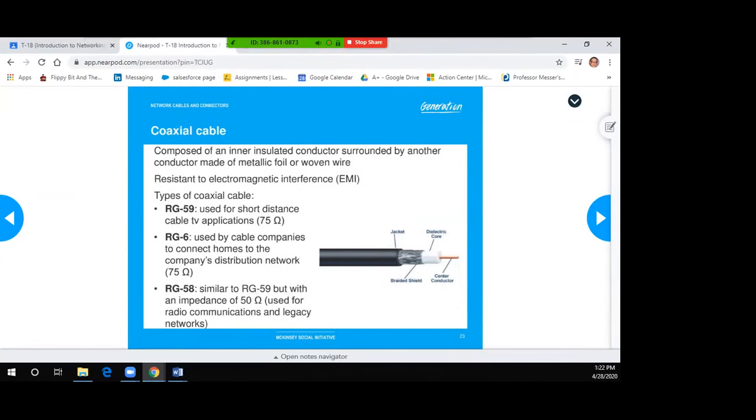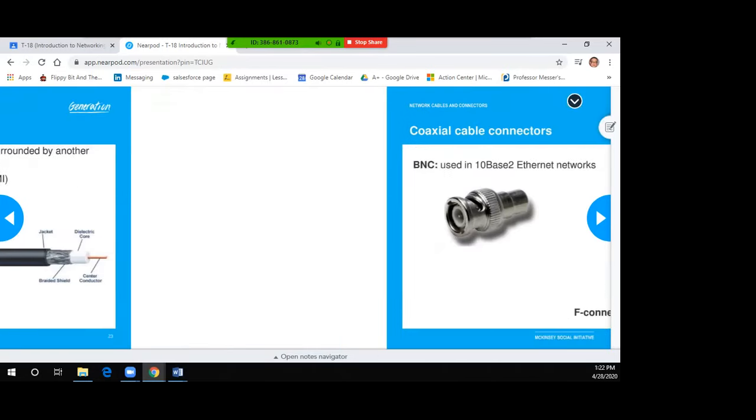So this is the coaxial cable. It has this little jacket on the outside. It has a copper center conductor. The braided shield is right over it, and it has like a little dielectric core to try to protect the shielding. It is basically for any of the crosstalk, sound, or interference. That's what the braided shielding is for.